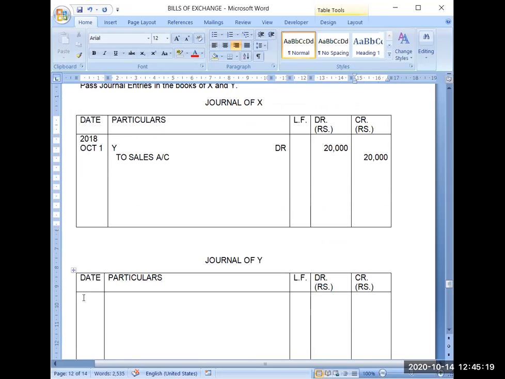So this transaction will be a purchase transaction for Y. He will be recording the transaction in the purchase terms on October 1. As purchase, so purchase account debit, and he is purchasing goods from X. 20,000 to X, 20,000.